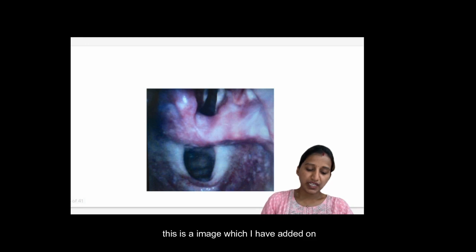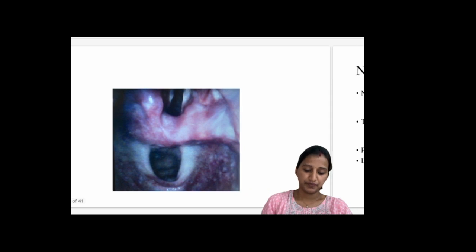This is the image which I have added to show the difference between the laryngeal inlet and the esophagus. Sometimes it may be confusing, hence it is very important, and repeatedly I am telling that we should be able to appreciate each and every structure around the vocal cords rather than just seeing the vocal cords and trying to intubate.